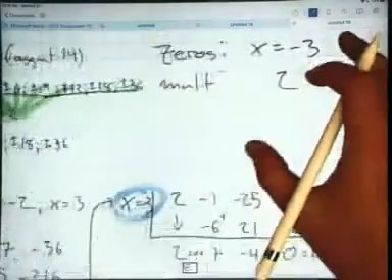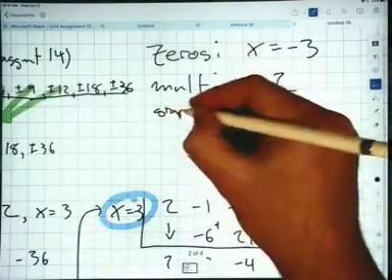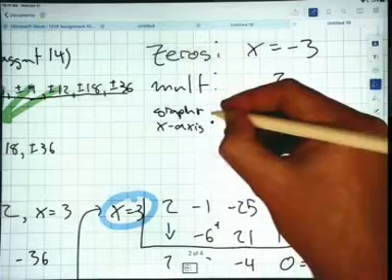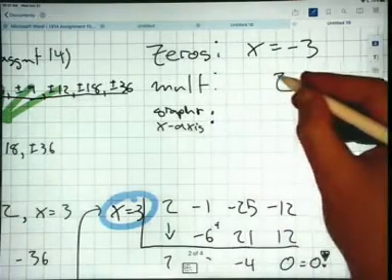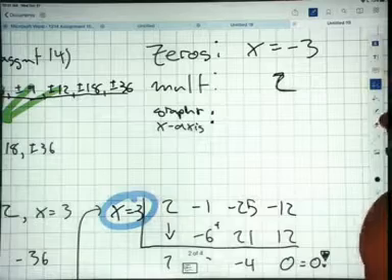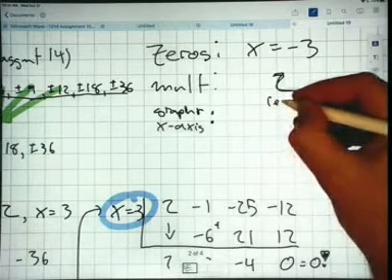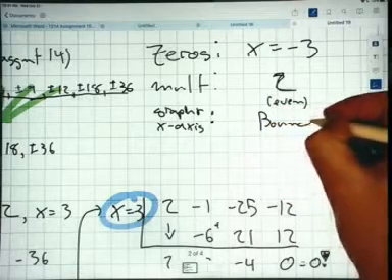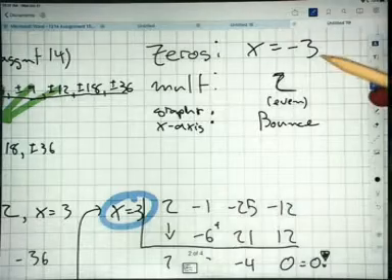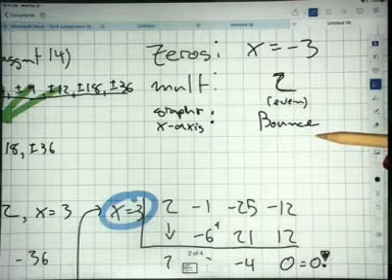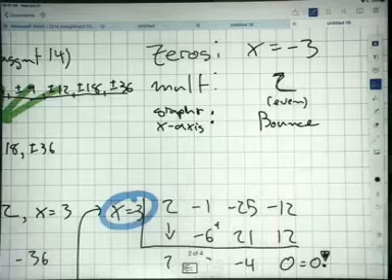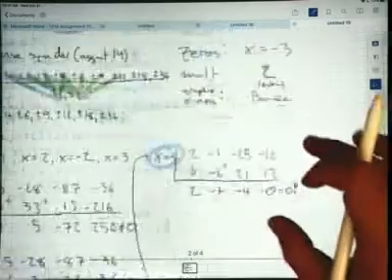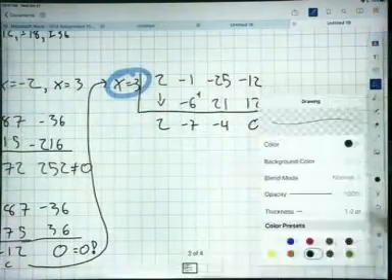Which means when we start talking about the graph and the x-axis, what is the behavior of the graph at the x-axis? Since 2 is even, this means that the graph is going to bounce at -3 on the x-axis. We're going to have this bouncing behavior. It's going to touch and turn. But that's not all the zeros. We're not done yet. We got to keep going.